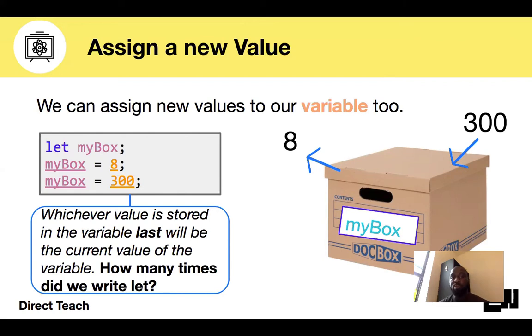So if you'll notice, we've only written let once because you only have to create that box once. So let my box creates a variable called my box, and that's the only time you have to do that. And then we can use our program to manipulate the data in the box. So right now, my box is equal to 300.